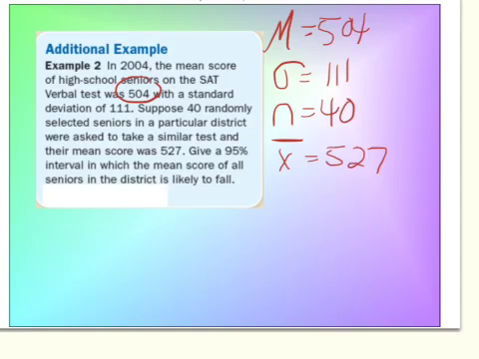Now, this one has a little twist to it. They're just doing one sample. They're not doing many samples. But they are trying to make an inference for a population given a particular sample.